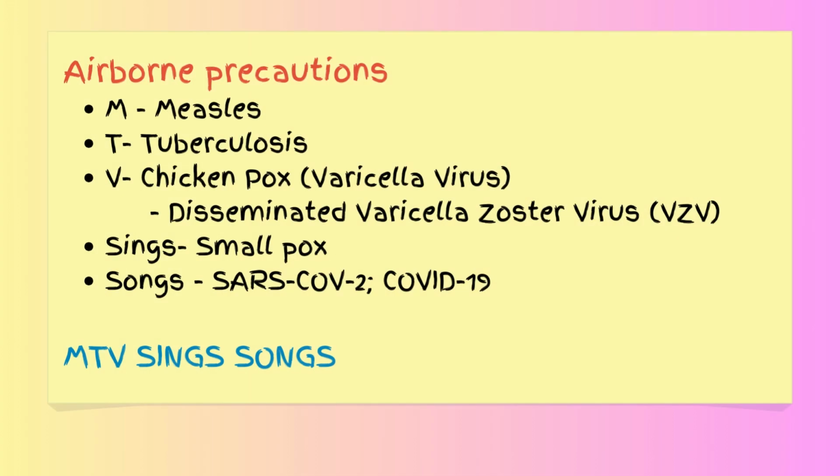First, airborne precautions. The diseases include measles, tuberculosis, chickenpox, varicella virus, disseminated varicella zoster virus, smallpox, SARS-CoV-2, COVID-19. Here is a mnemonic to make it easier to remember. MTV sings songs. MTV is a channel where we enjoy songs, so we can use it as a fun way to help remember airborne diseases more easily.